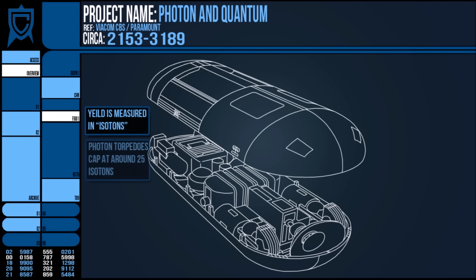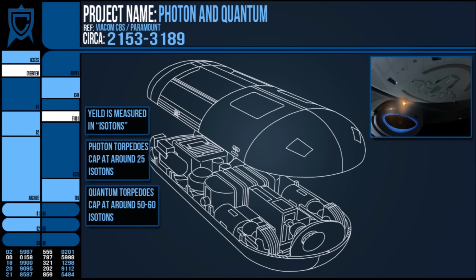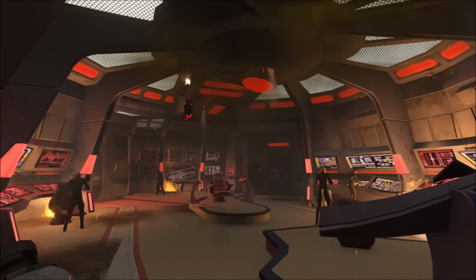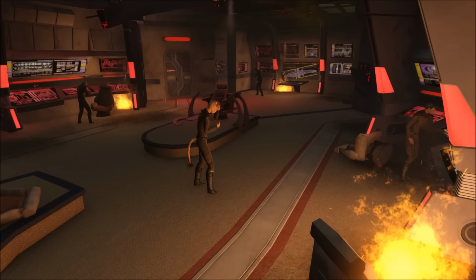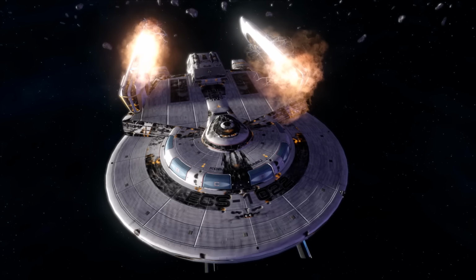It's stated that 25 isotons is the maximum yield for a photon, whereas quantum caps out at around 50 to 60. Star Trek Voyager then launches a 200 isoton photon torpedo like it's nothing. For a comparison, 25 isotons would level a city, while 5 million would level a solar system and create a 5 light-year shockwave. Granted, I may have skipped over a fair bit in between those two values. As you'd expect, without deflector shielding, torpedoes are incredibly powerful and can rip apart a target, both photon and quantum variants. So that is what is similar.